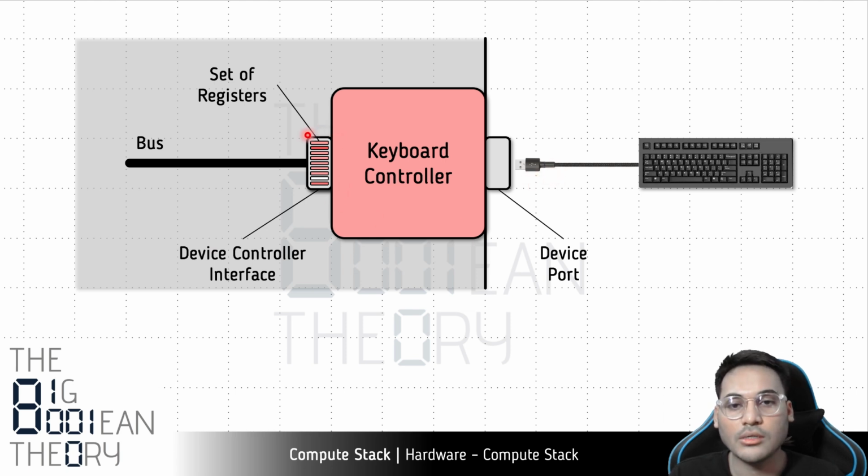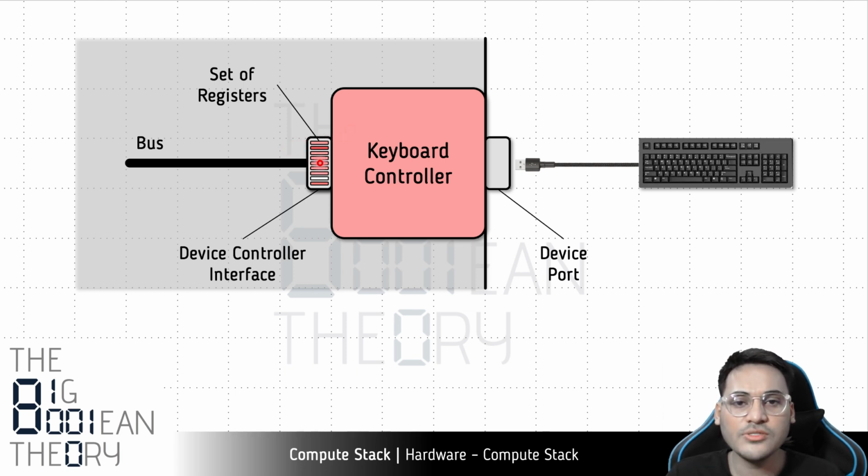And the other connection is between the bus and the controller. This is where the device controller is connected to the bus, and this is called the device controller interface. And this consists of a set of registers with which the operating system can communicate with the device controller. So basically the flow of operation is like this.